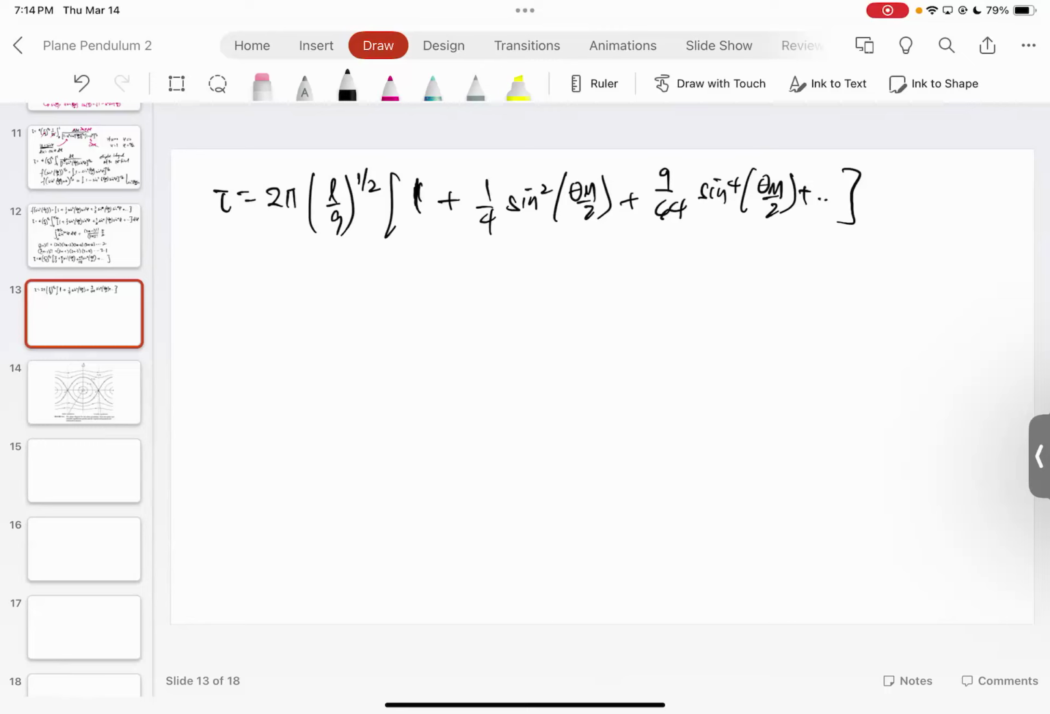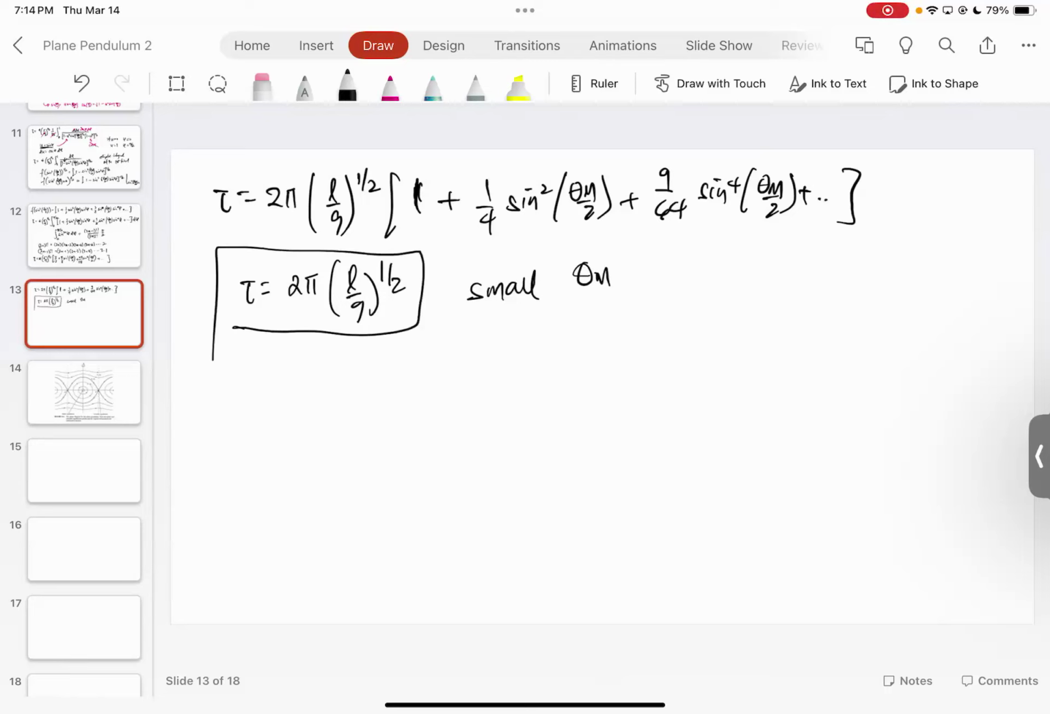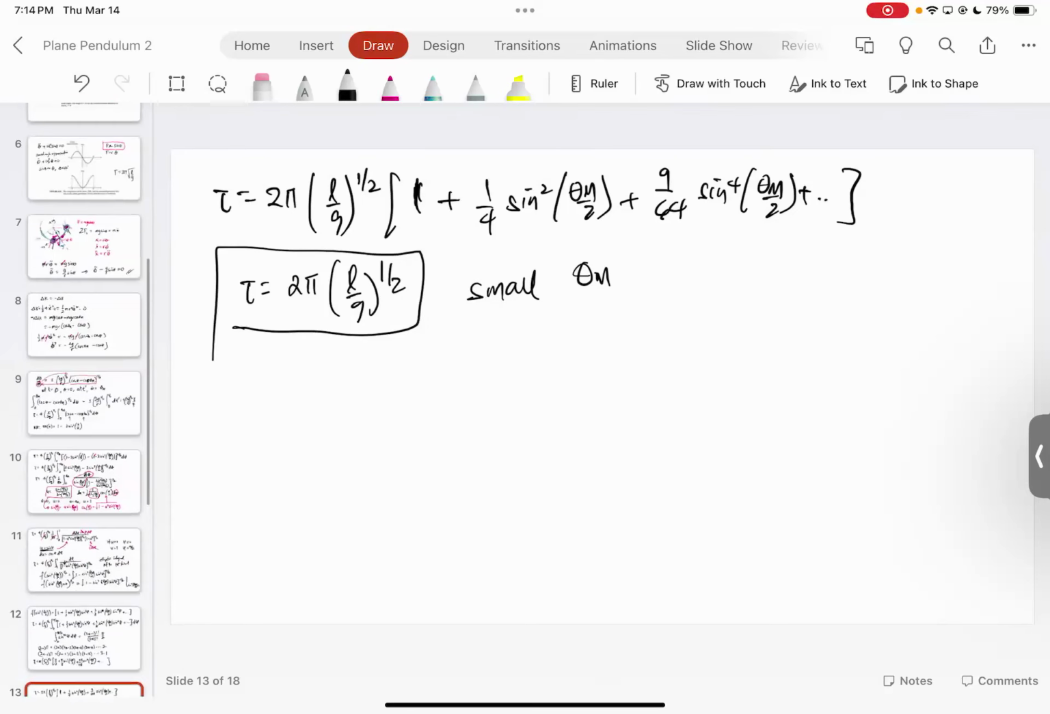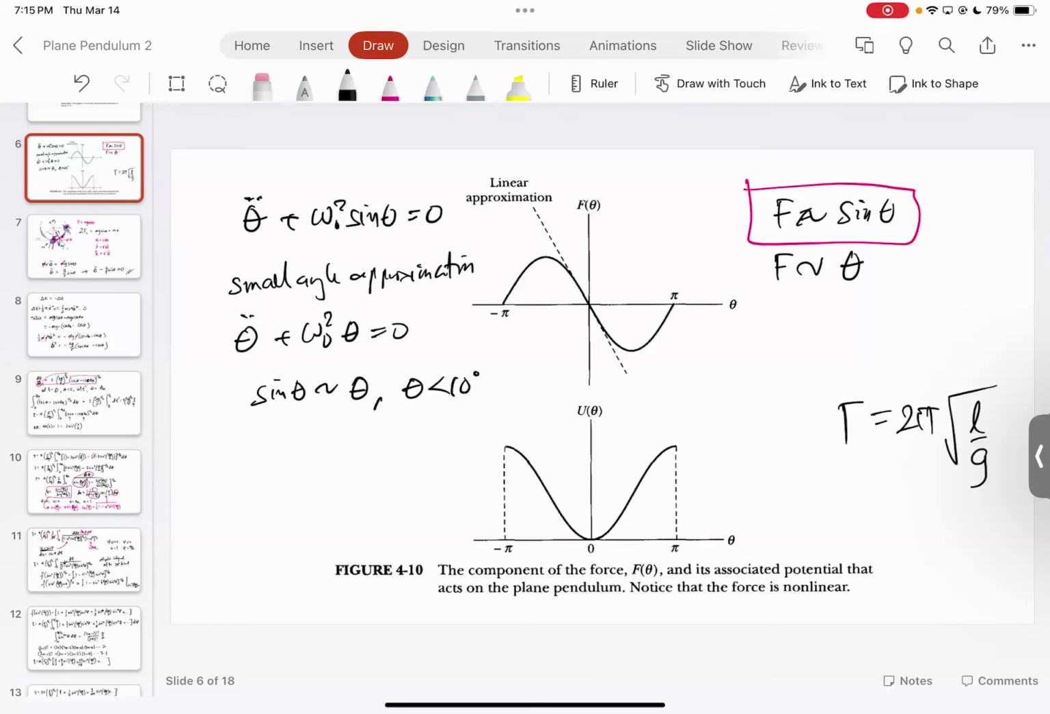Now, if we use the small angle approximation, meaning theta sub m is small, what do we end up with? 2 pi. Okay, for small theta sub m, which is our original expression for the period. Right? Where did I put that? Here. Right? Right.